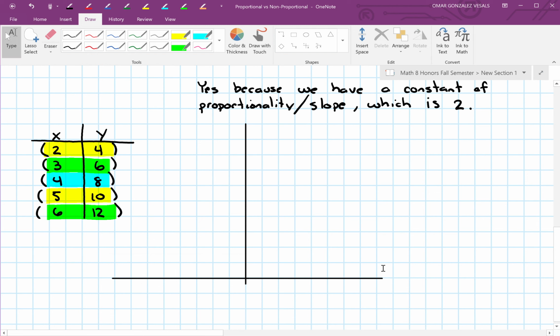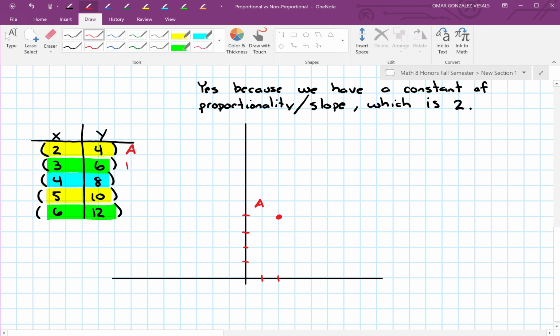All right, guys, so what's my first point? I'm going to call my first point A. This is point A. That means I go over how many? 2. Go over 2 and up how much? So there's point A.